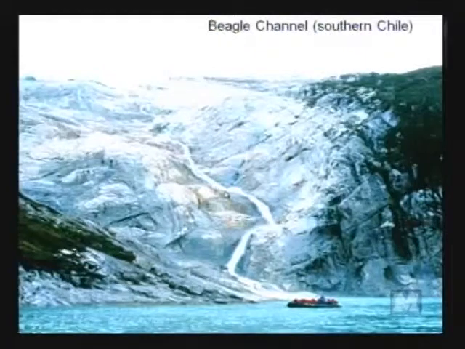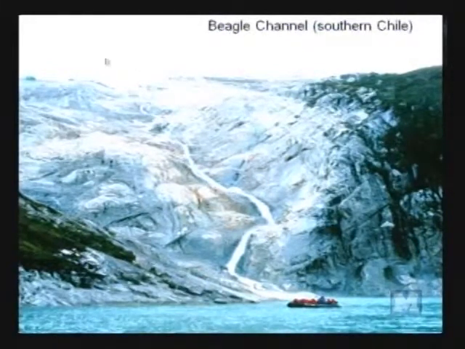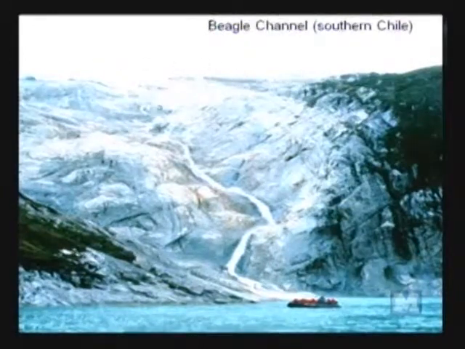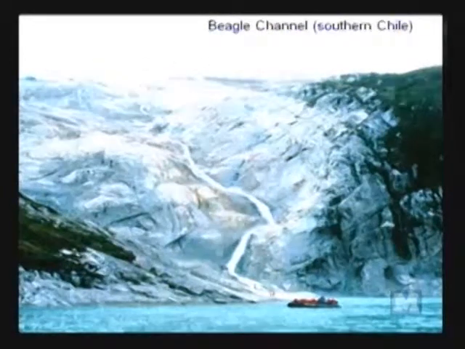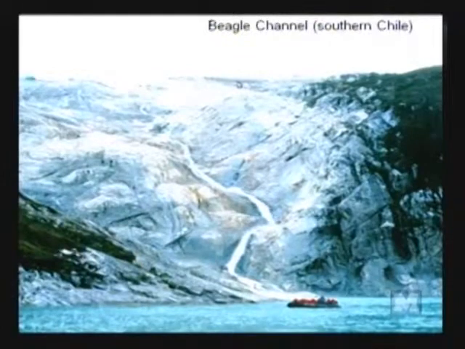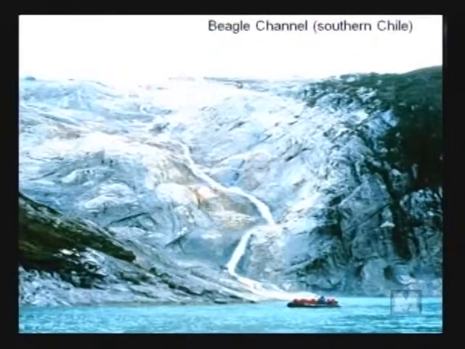In the Beagle Channel of southern Chile, in the southern hemisphere, this is a glacier that is coming off the South Patagonia ice field, and in earlier times it came all the way down to the Beagle Channel. All this area of clean rock was covered with ice in 1835, and we know that because Charles Darwin sailed on his voyage of the Beagle. This is named for his ship, HMS Beagle.